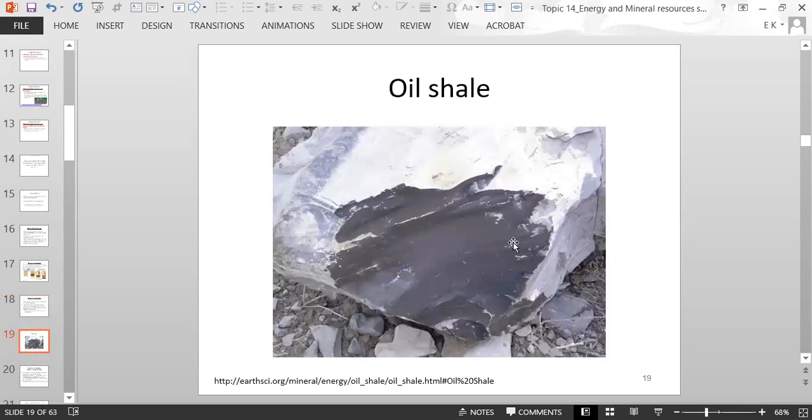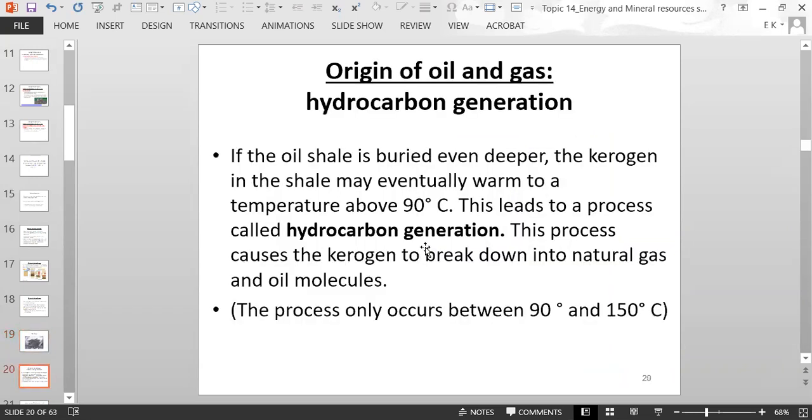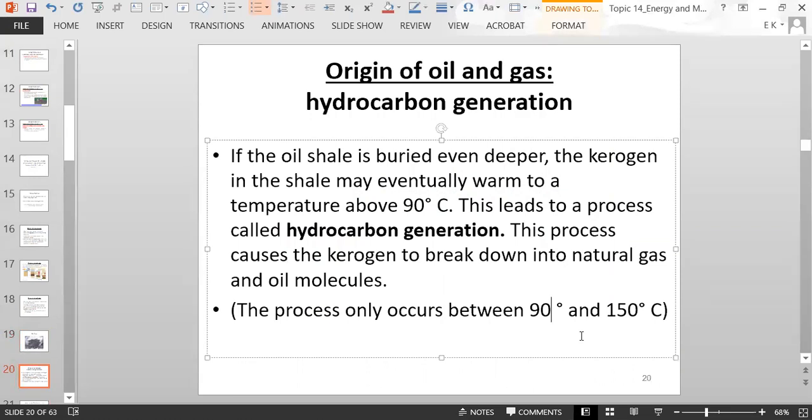This is what an oil shale looks like. You can see like the side of it is cracked off. You can see the inside, it's pretty dark. It's rich in organic material, including kerogen. And then if that oil shale is buried even deeper, again, the kerogen will start to turn into oil, and that's called hydrocarbon generation. So the kerogen breaks down into natural gas and oil. This process only occurs between 90 degrees and 150 degrees Celsius.